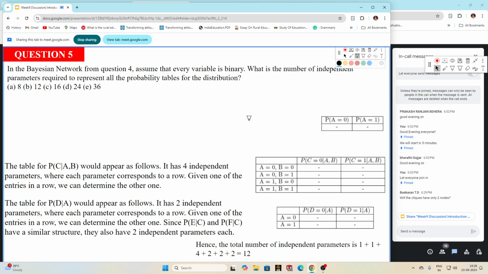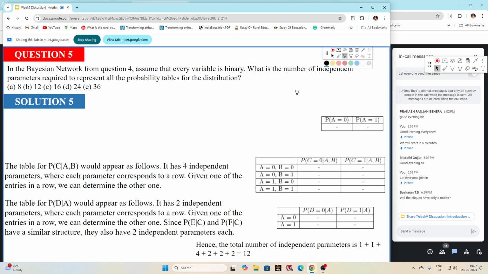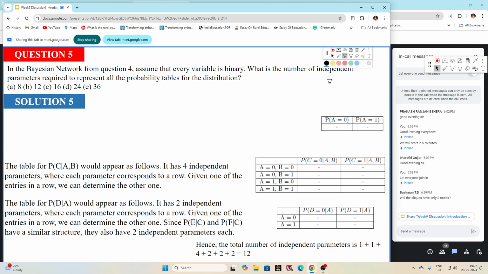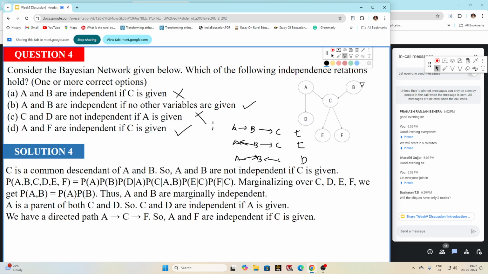Okay, so let me move to the next question. In the Bayesian network from question number 4, assume that each variable is binary. What is the number of independent parameters required to represent all the probability tables for the distribution? This is the Bayesian network given in the previous question.